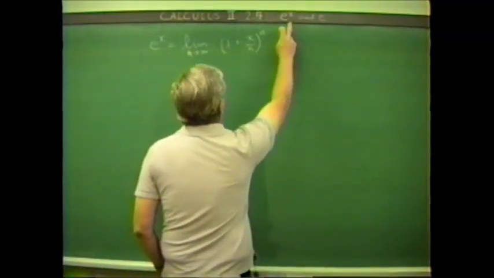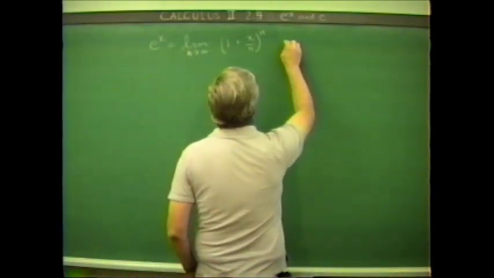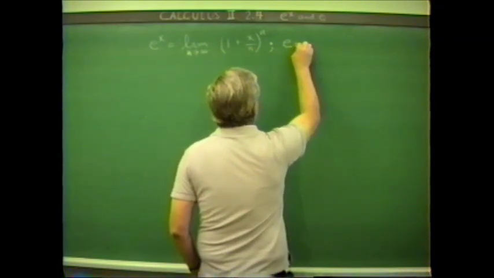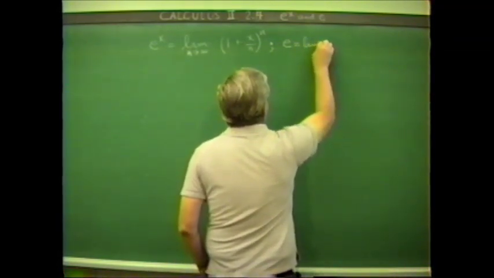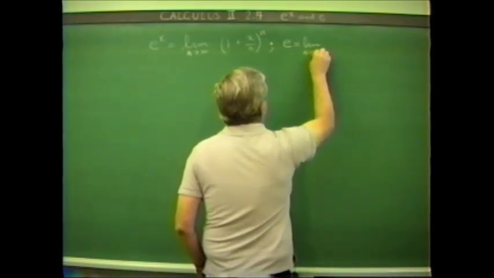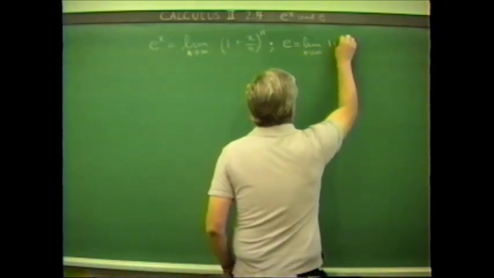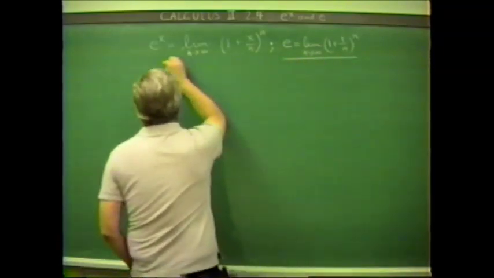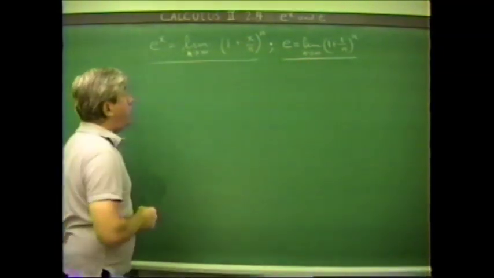And we're also interested in this for a particular value here. e is then equal to the limit as n approaches infinity of (1 plus 1 over n) to the nth power. We'll also get this as a consequence of this by putting x equal to 1 in here.